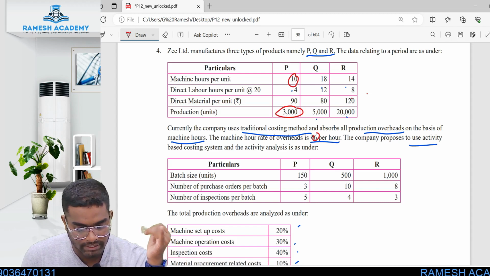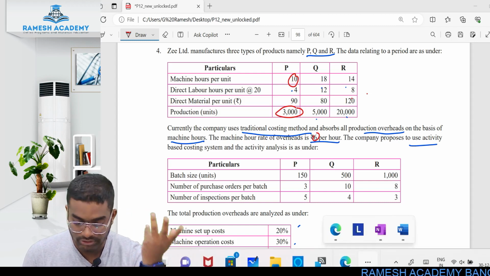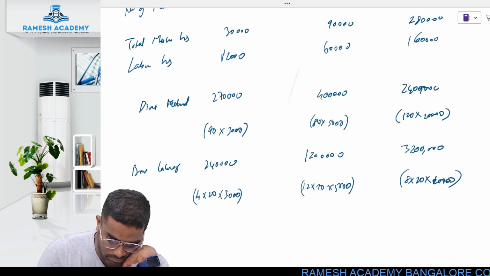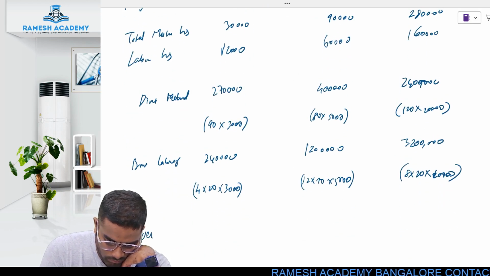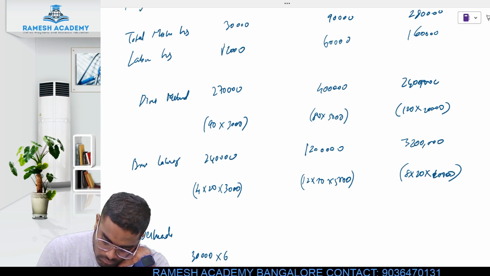We have direct material, direct labor, then we have directly the overhead, which is 6 per unit. We have the machine hours also, no? We have calculated it up. So just multiply it by 6 machine hours. So overhead, which is 30,000 into 6. Am I right? Yes. So it is 1,80,000.